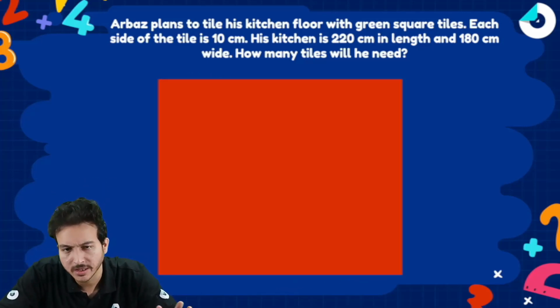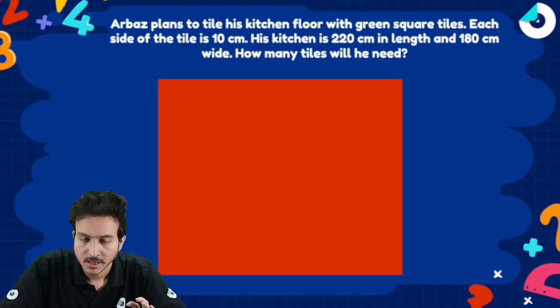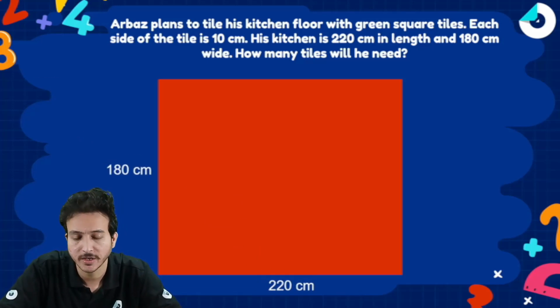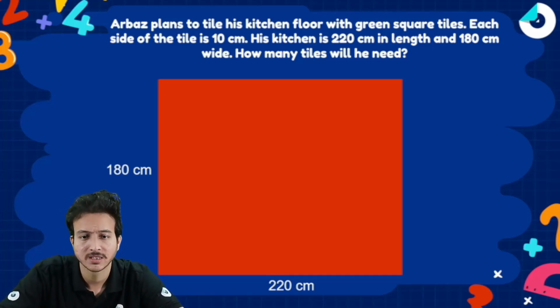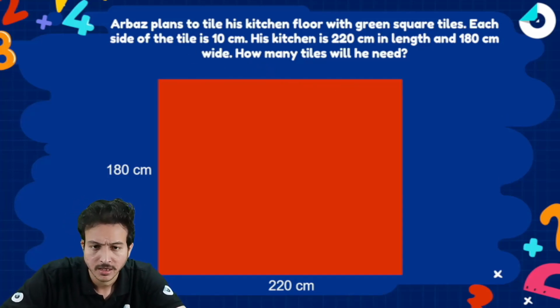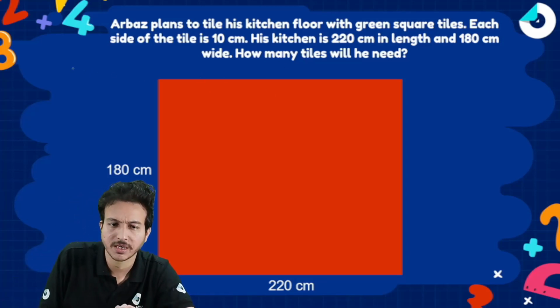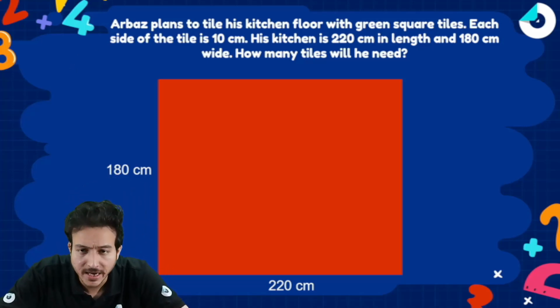Okay, so this is the shape of the floor of the kitchen. This is the shape of which we need to find the area. The length is 220 centimeter and the breadth is 180 centimeter, and the size of one tile is 10 centimeter. That means the tile is something like this. The side is 10 centimeter and it is a square tile, so all the sides of this square will be 10 centimeter.